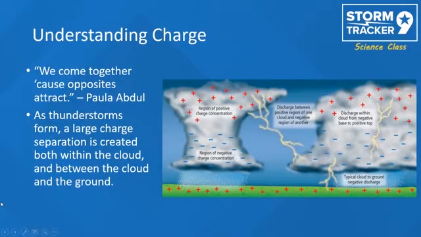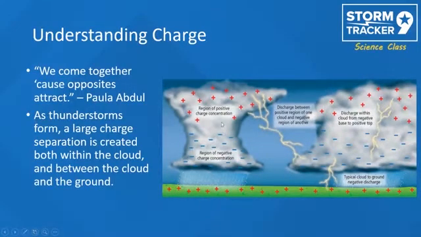So now we've got to understand charge, and I thought the best way to do it, maybe if there's any of you kids watching out there, you might get this reference if your mom or dad listens to some good music, but parents, you might get this. We come together because opposites attract, and that is exactly what we see when we're talking about charge in thunderstorms and on the ground. As thunderstorms form, a large charge separation is created within the cloud. You can see this region of negative charge at the bottom, a region of positive charge at the top, and this area of positive charge down at the ground.